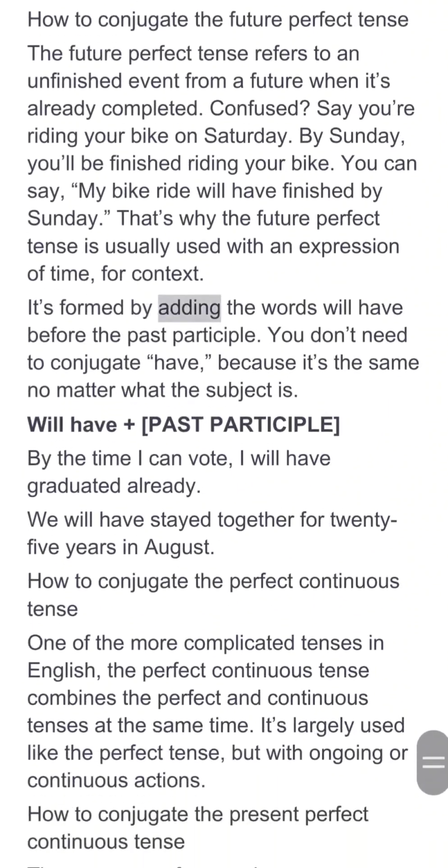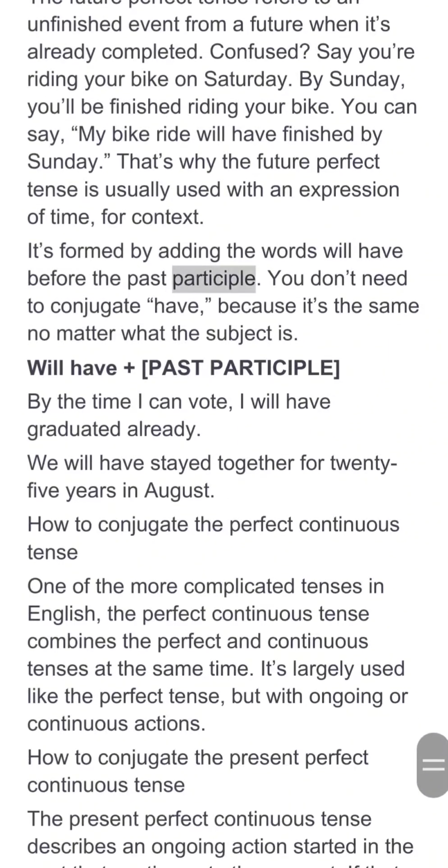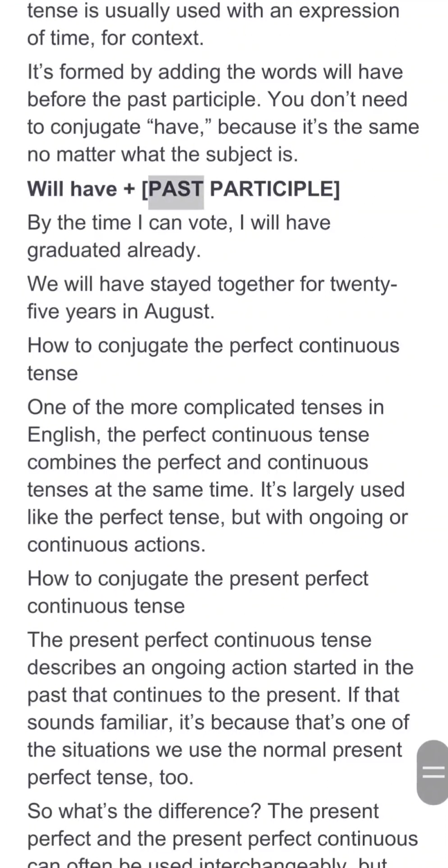It's formed by adding the words will have before the past participle. You don't need to conjugate have, because it's the same no matter what the subject is. Will have plus past participle. By the time I can vote, I will have graduated already. We will have stayed together for 25 years in August.